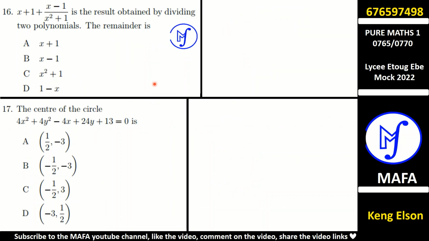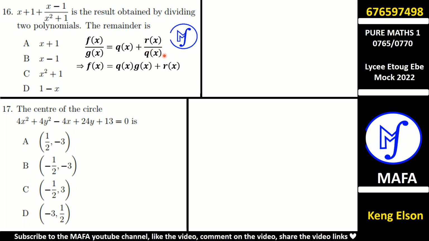Alright, so we are rounding up. We are going to question 16. x plus 1 over x minus 1 divided by x squared plus 1 is a result obtained by dividing two polynomials. The remainder is, so I'm going to give you guys a basic review about Euclidean division or long division where you're dividing two polynomials. So if I have two polynomials f and g, if I take f of x divided by g of x, how do I write it? I write the quotient, meaning the whole part, plus the remaining part divided by my divisor.